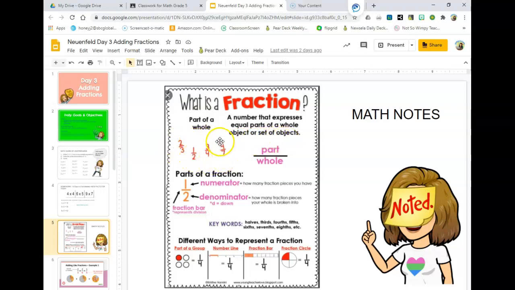Fractions look like this. The top part of a fraction represents the part, and the bottom part of the fraction represents the whole. The top is called a numerator, while the bottom is called a denominator. So the numerator is how many fraction pieces you have, while the denominator is how many fraction pieces the whole is broken into. For example, we have 1 out of 4. Or in all of these pictures, 1 out of 4.